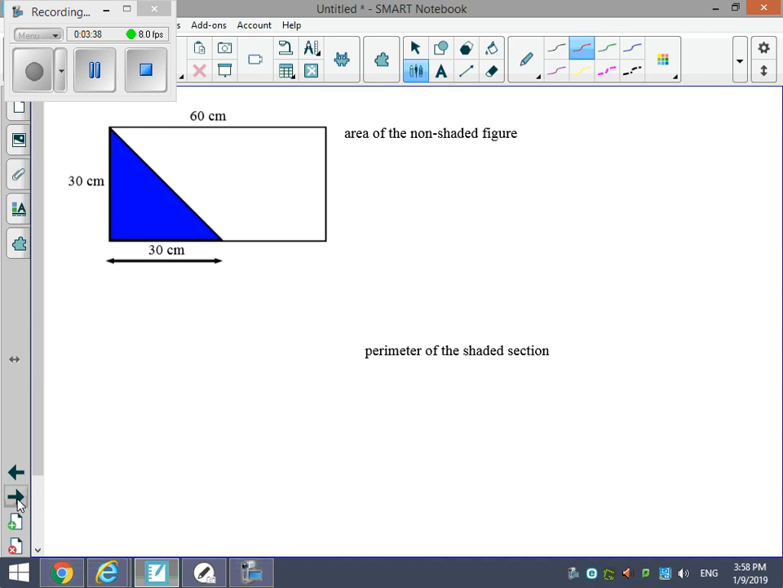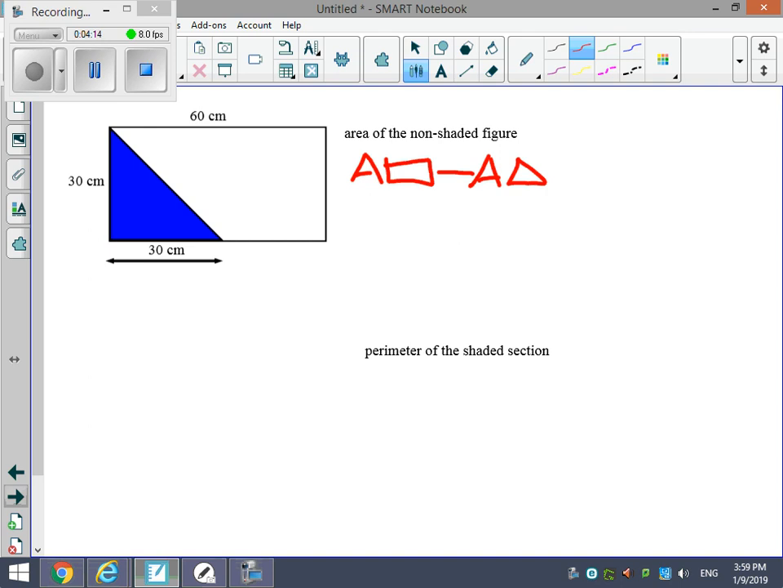This gives us 2 questions to find. The area of the non-shaded figure, which would be this white area, and the perimeter of the shaded section, which is the blue triangle. So if we look at the area of the non-shaded figure, we have a big rectangle with a triangle pulled out of it. Because the triangle is the shaded figure, we're going to take that away. So really what we're going to be doing is finding the area of a rectangle and subtracting the area of the triangle. Because that's how we take that blue away. When we take it away, we're going to subtract.